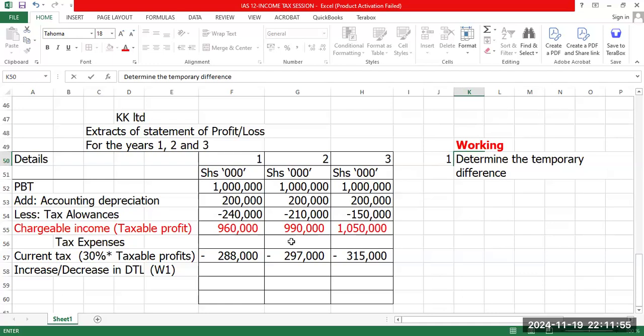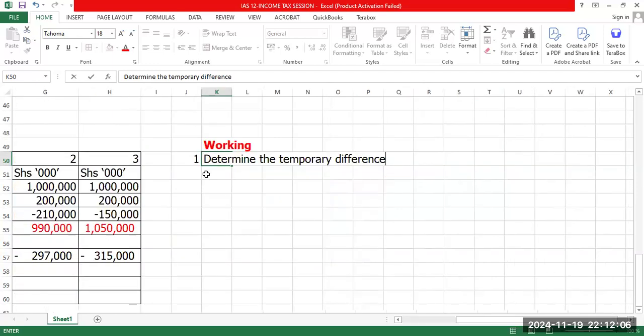Because we are looking for profit after tax, taking into consideration the deferred tax. So what can we first determine? The temporary differences, that is between the carrying value and the tax base.